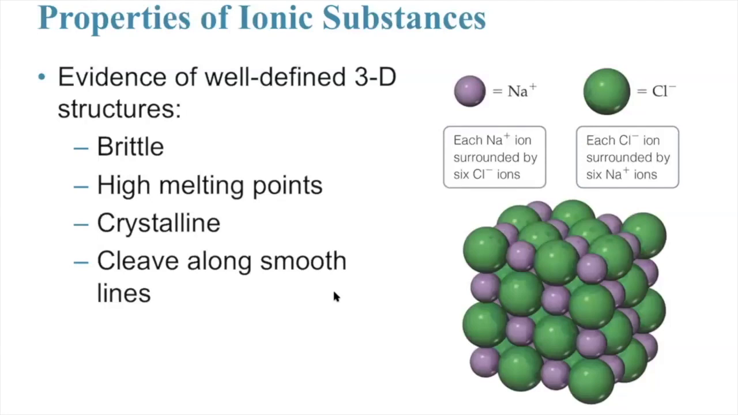These are just some features of ionic substances. They are brittle, they have a high melting point, they are crystalline like salt. Sodium chloride is crystalline, and they have very smooth arrangements, which you won't know until you actually see it under the microscope.